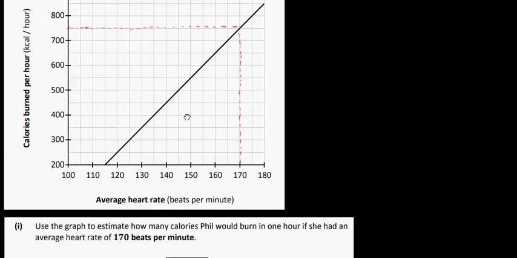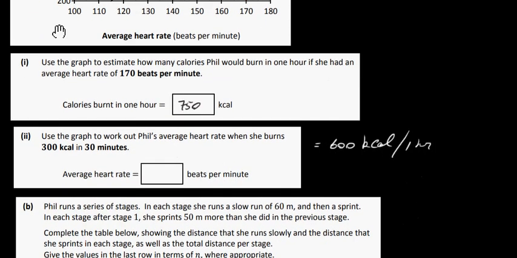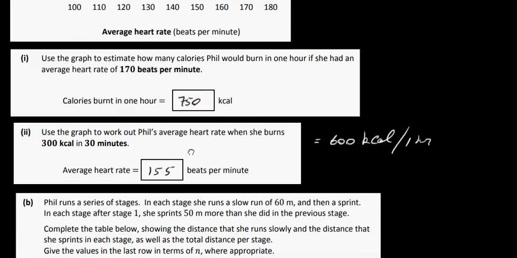and do the same thing again, but just in reverse. So we're going to go across again, use a ruler here. Let me see if I can get this right. Okay, so there we go. So we're going to go across from 600, then we're going to go down, and this should give us our answer, which is 155. So it's halfway between these two, so it's 155 beats per minute. Okay, so that's it for part A.